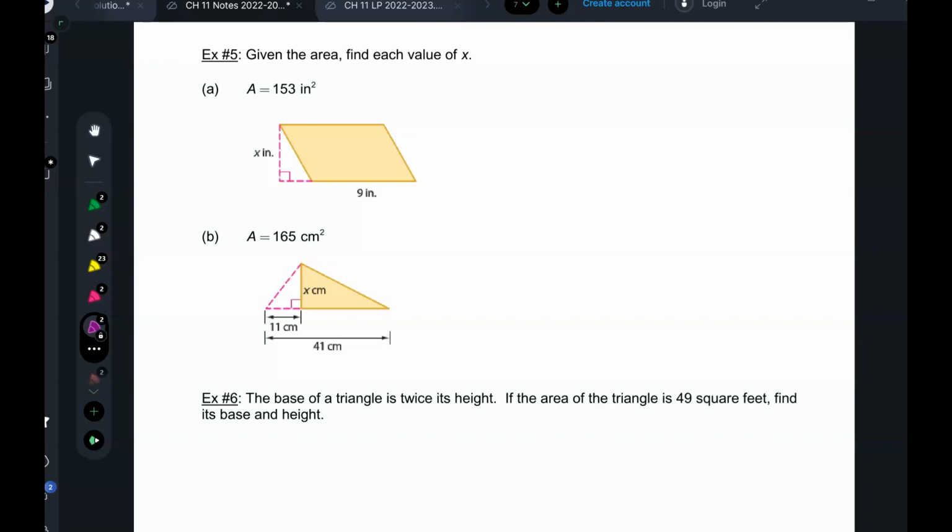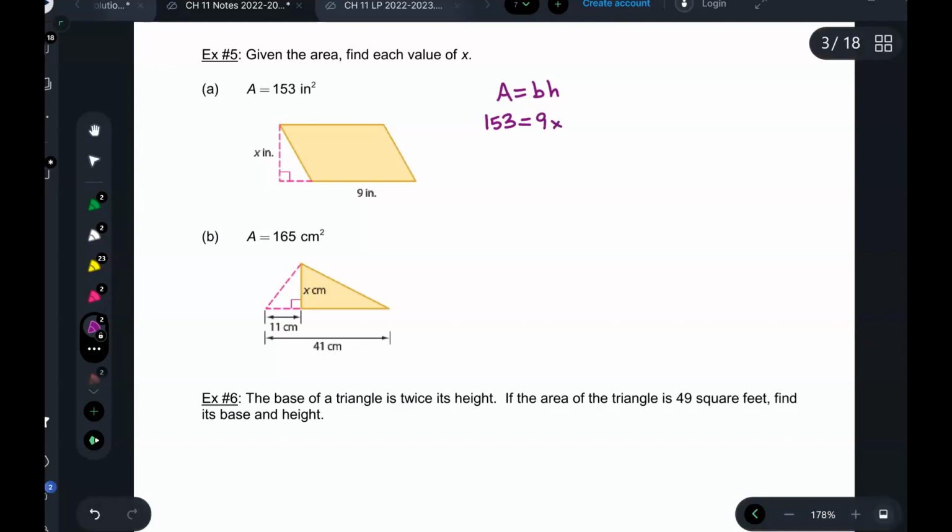Given the area, we want to find the value of x. 153 divided by 9. Yeah, base times height for a parallelogram. What's the area? What's the base of this? And the height? 17. So 153 divided by 9 is 17. And what are the units? Inches. Just inches.